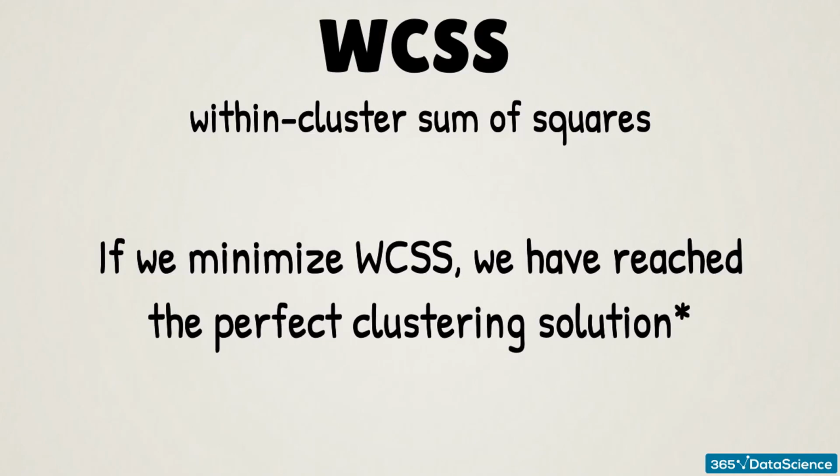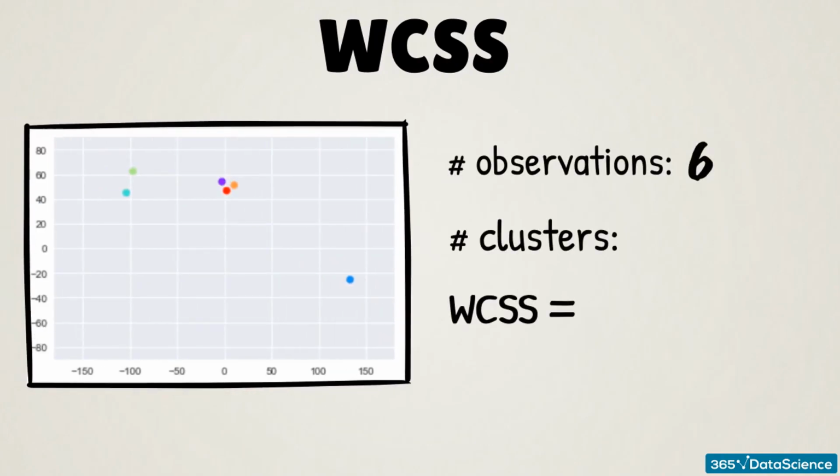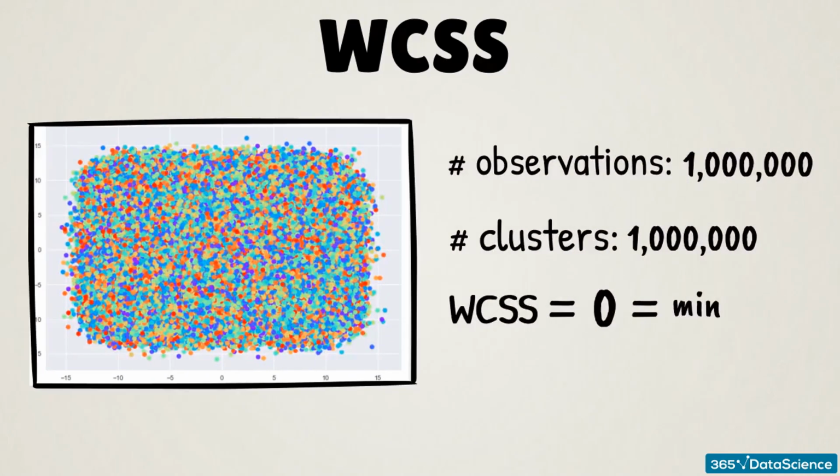Here's the problem. If we have the same 6 countries, and each one of them is a different cluster, so a total of 6 clusters, then WCSS is 0. That's because there is just one point in each cluster, and we can't have a within-cluster sum of squares. Furthermore, the clusters are as far as they can possibly be. Imagine this with 1 million observations. A 1 million cluster solution is definitely of no use.